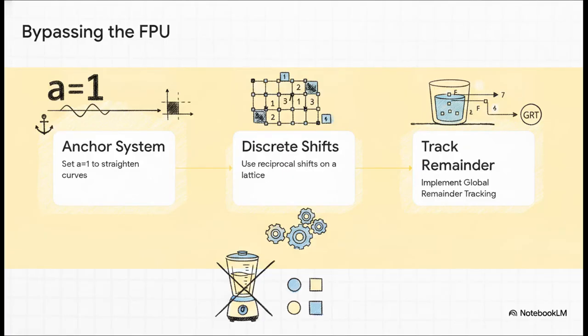To fully integrate this exact guess-free math, the framework uses 3 brilliant steps to completely bypass the FPU. Step 1. Anchor the coordinate system to a equals 1, known as side A normalization, which effectively straightens messy curves into exact lines. Step 2. Replace heavy trigonometry with discrete reciprocal shifts across a rational lattice. And Step 3. Implement global remainder tracking, or GRT. Instead of just rounding off the tiny fractions, GRT natively tracks the mathematical leftovers as a strict machine state. We have officially unblended the digital smoothie, folks.